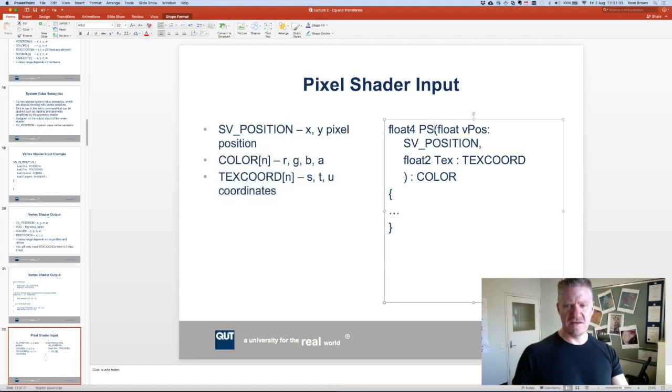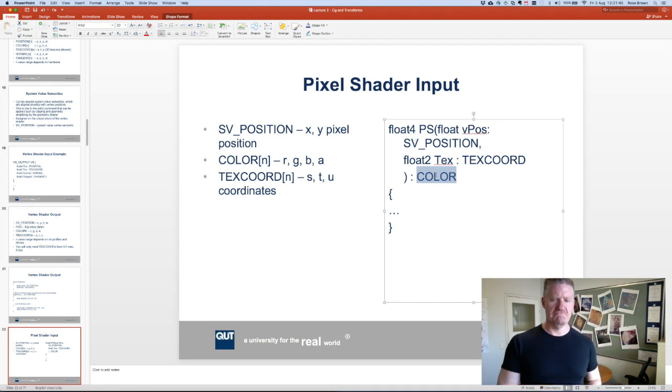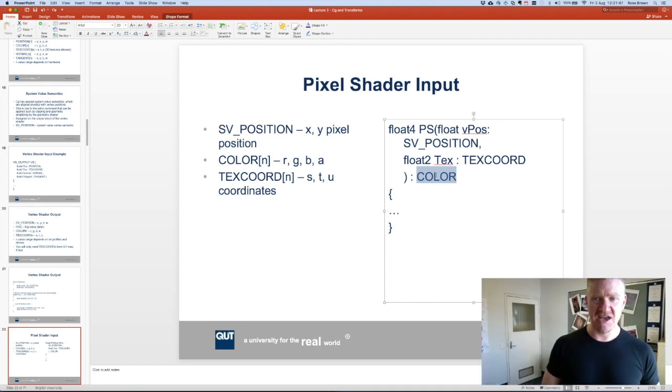And we'll see there that this is just an example pixel shader. And what's coming in, well, there's a stream of system value positions and a stream of texture coordinates. And lo and behold, the pixel shader spits out a color. Bang. And that's the end of the pipeline.